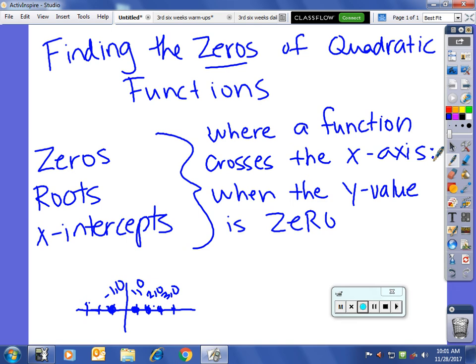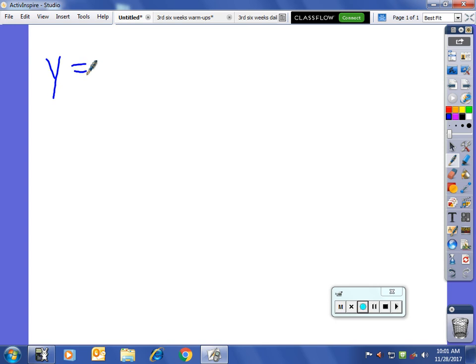Okay, can I erase this? Now, we're going to look at a function real quick, a quadratic function. Y equals x squared minus 9x plus 14. That's a quadratic function. How I know it's quadratic is if the highest exponent is a 2.